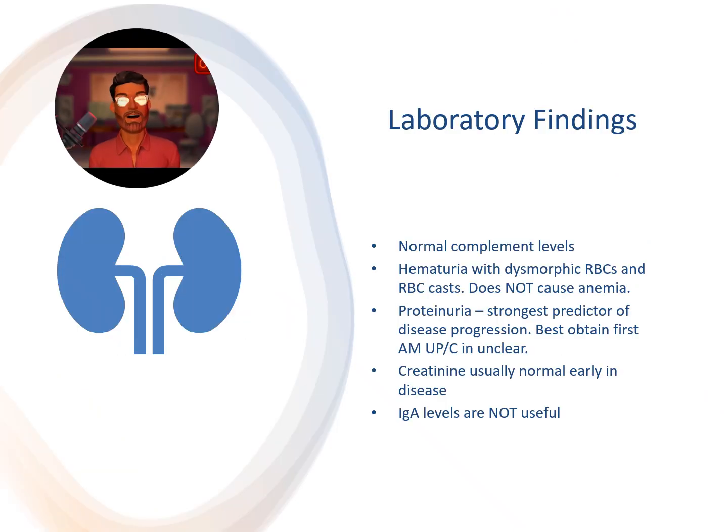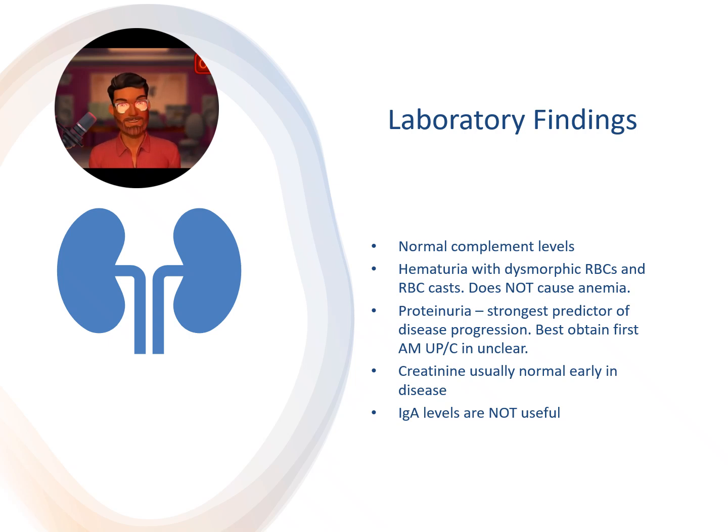Lab findings of IgA nephropathy include normal complement levels, and hematuria with dysmorphic RBCs and RBC casts, which indicates glomerular bleeding, as opposed to the lower urinary tract. While the bleeding can be significant and can fill the toilet with red color, specifically the hematuria of IgA nephropathy, or typically any nephritis of any sort, does not in itself cause anemia.